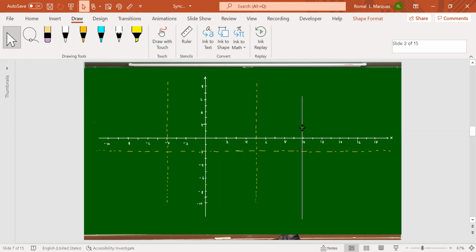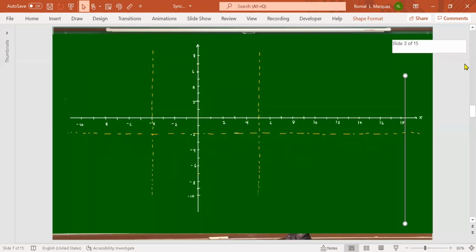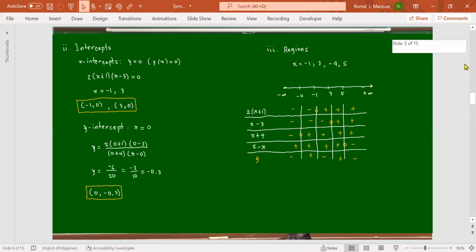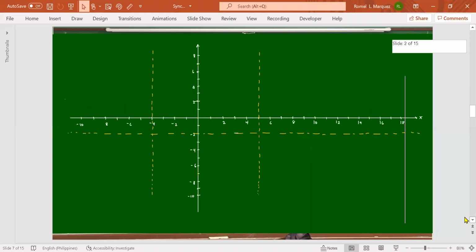Guys? -1, 0. Negative 1. Sigurado kayo, check ko nga. Negative 1, tsaka 3. Copy. Negative 1. Dito, no? Tsaka 3. Yan, here. Am I correct, guys?